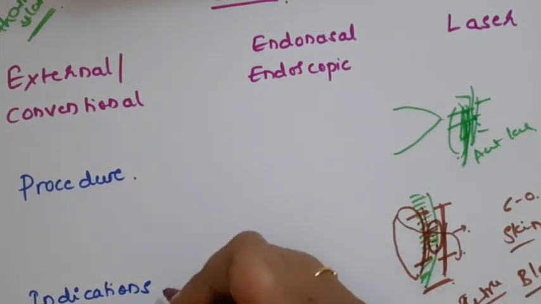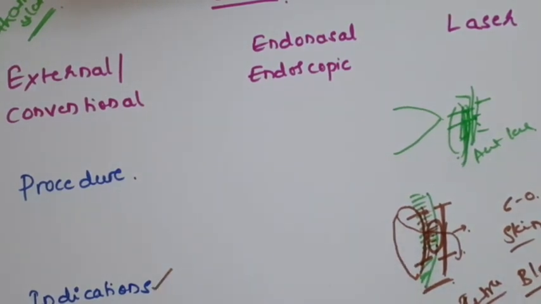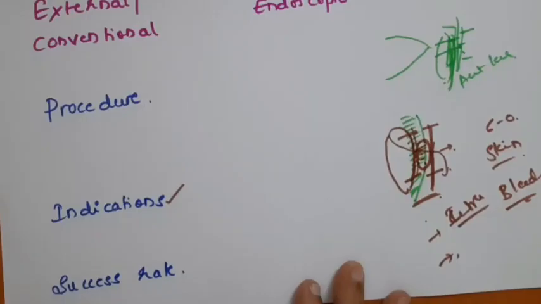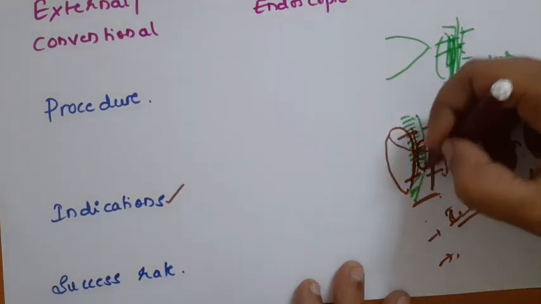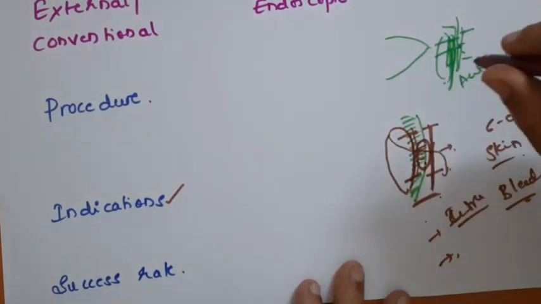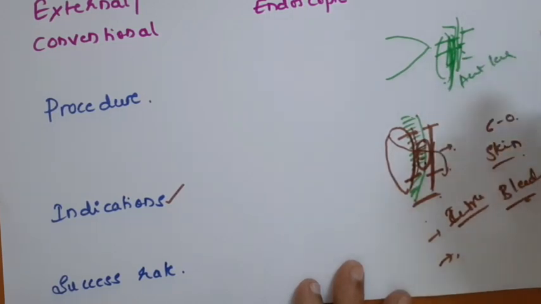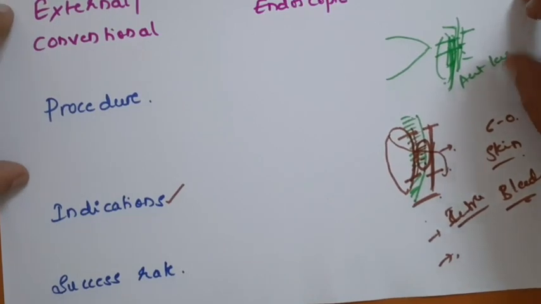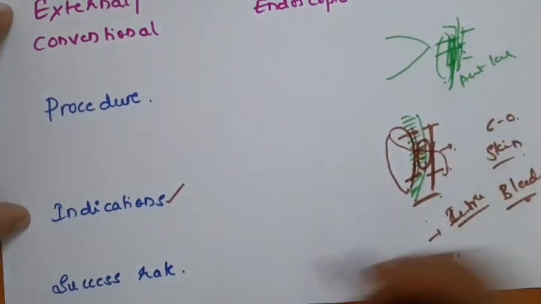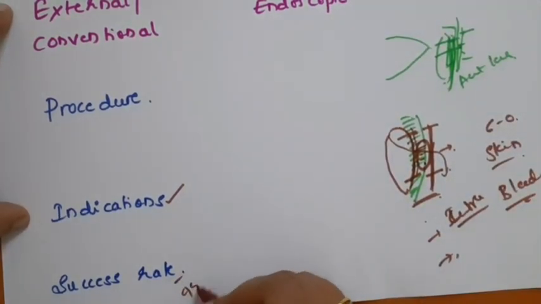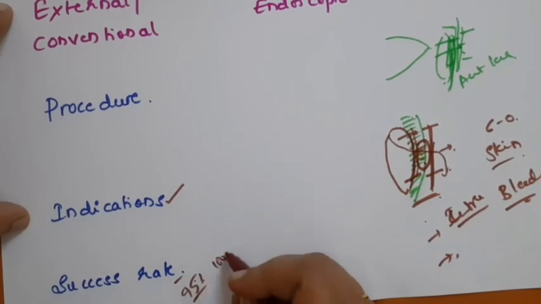So what are the indications for DCR surgery? DCR, that is the external or conventional DCR, is ideal for any case of chronic dacryocystitis. The only disadvantage with DCR is the external scar which remains at the site of incision. So if the patient is cosmetically concerned, they can go for other procedures. The success rate is almost 95 to 100% in case of external DCR.